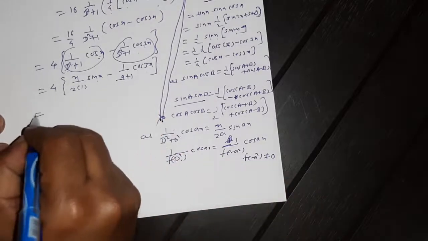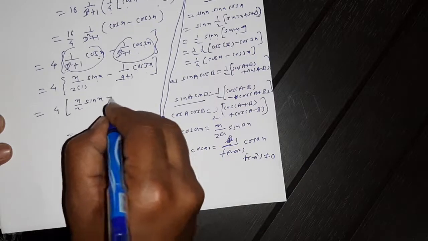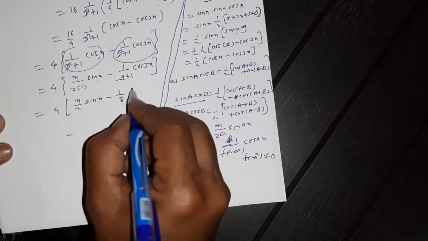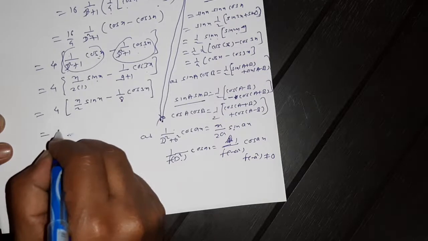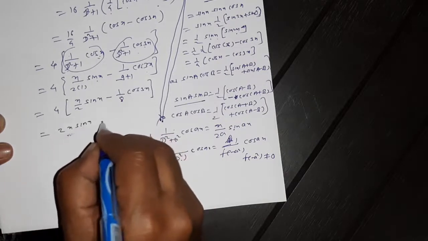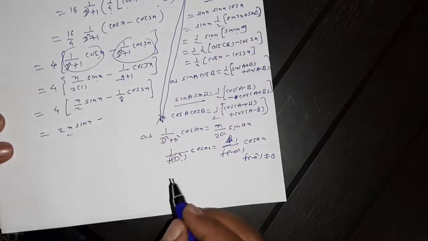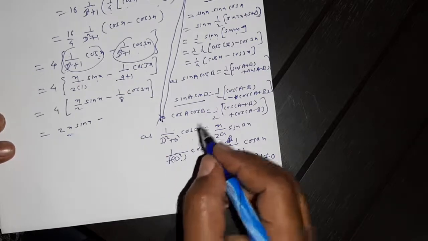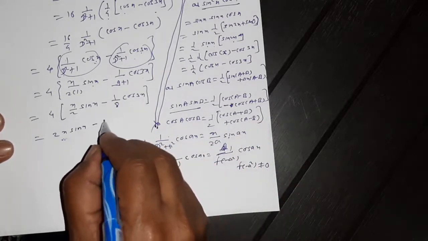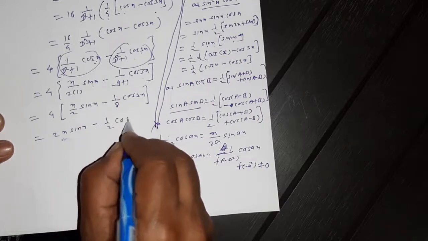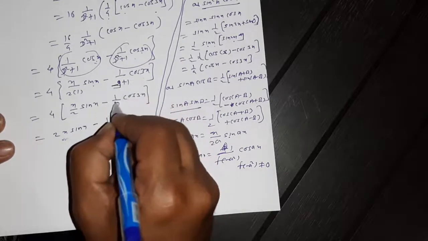So note these things. And so we have answer 4 in bracket x by 2 sin x minus 1 by 8 cos 3x. Multiply by this 4 in bracket. So 2x sin x minus 1 by 2 cos 3x. Replace this, here is minus 9, so here we have minus 1 by 8.